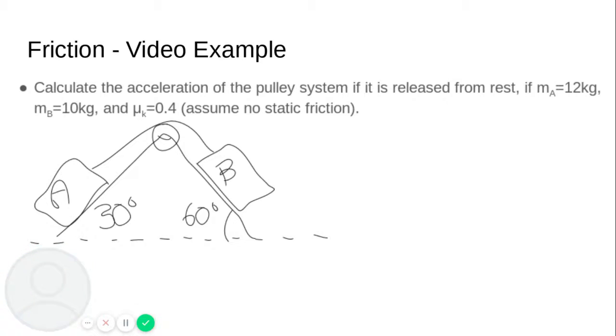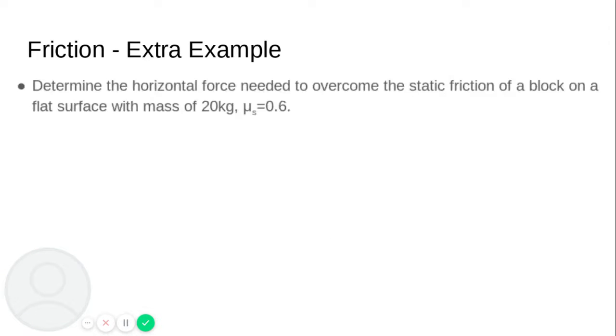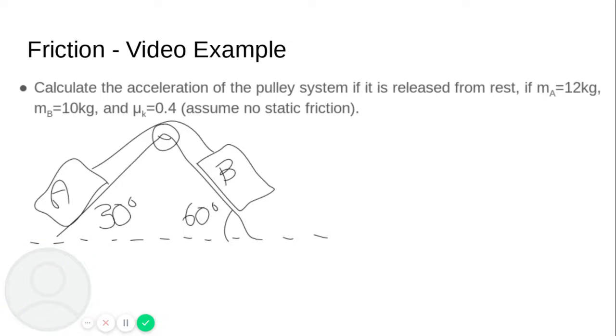And for this example, we just want to assume no static friction. We'll go over whether you use static friction or kinetic friction in the extra example where we want to determine the force needed to overcome the static friction. So then you can find out if you want to use static friction or kinetic friction on a problem. But for now, we'll just stick with this.